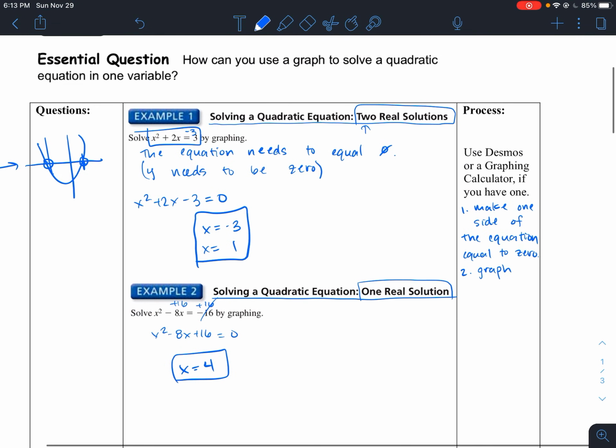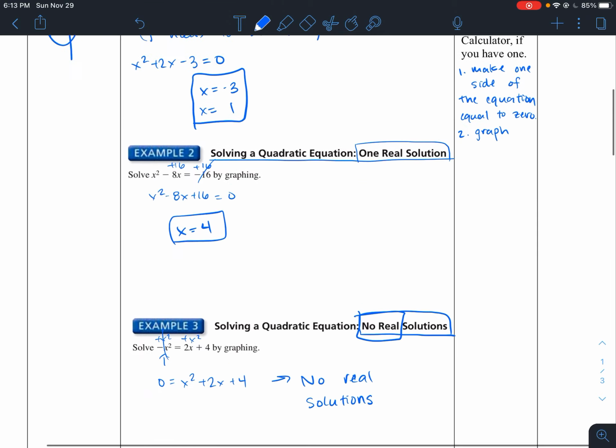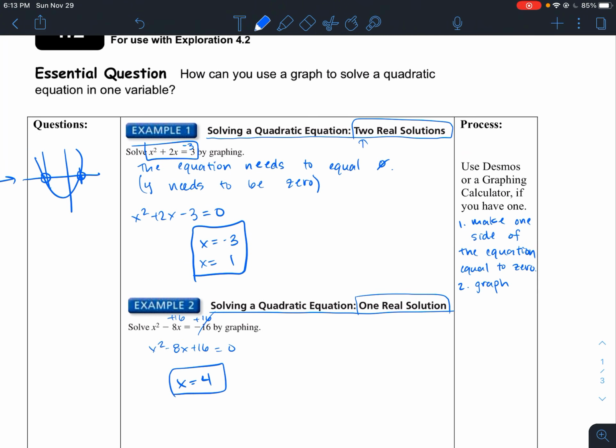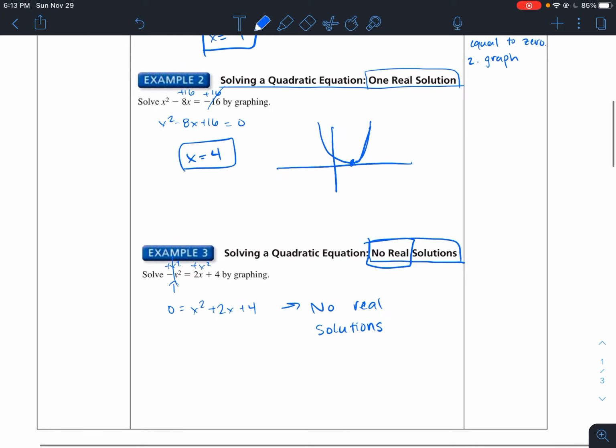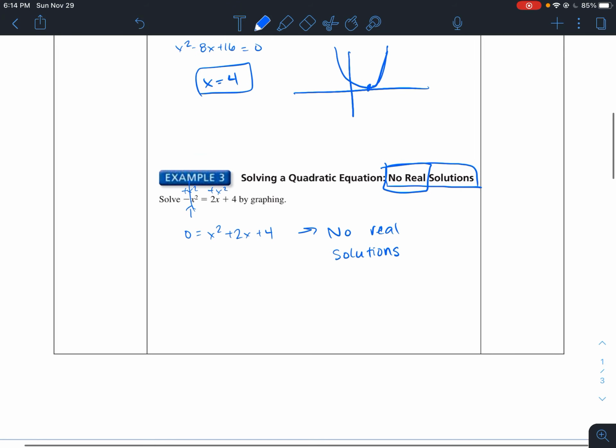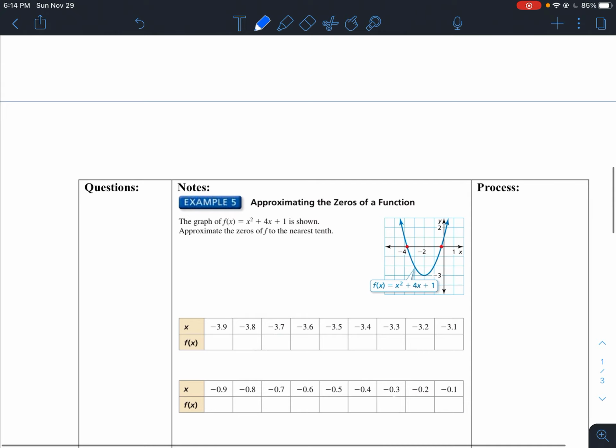So basically, a quadratic graph can have 2, 1, or no real solutions. It has 2 if you have 2 locations of crossing the x-axis. You can have 1 real solution. This means that the graph only touches the x-axis, and then no real solution means it doesn't touch the x-axis at all. Okay, that's pretty much it for that one right there.